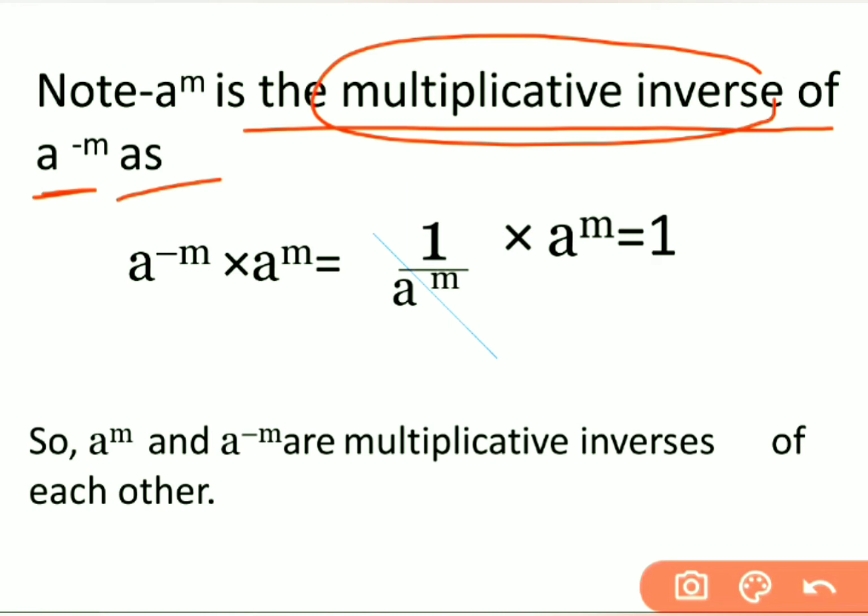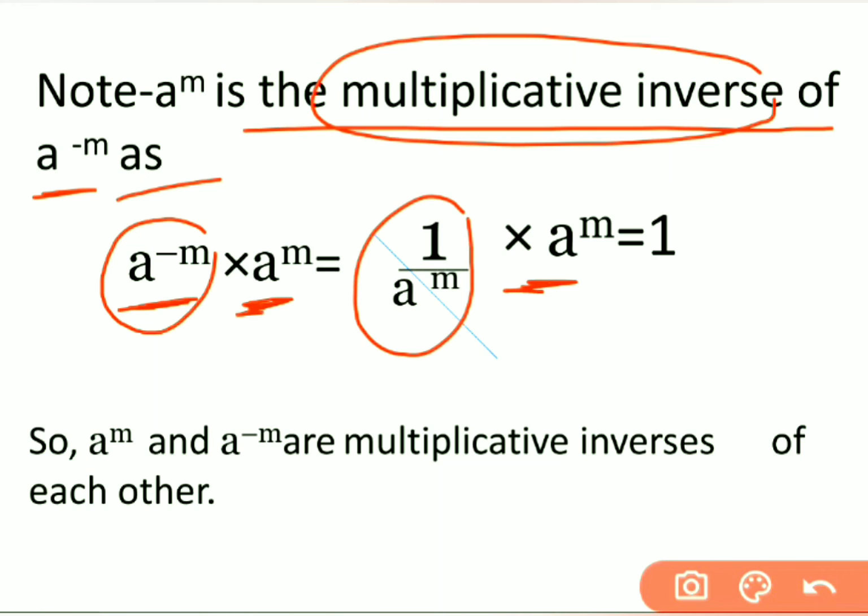And so when a raised to the power minus m is multiplied by a raised to the power m, you know by the law of exponent, a raised to the power minus m is equal to 1 upon a raised to the power m, and multiplied by a raised to the power m, these values are cancelled out and so we get 1. And so we can say that a raised to the power m and a raised to the power minus m are the multiplicative inverse of each other.